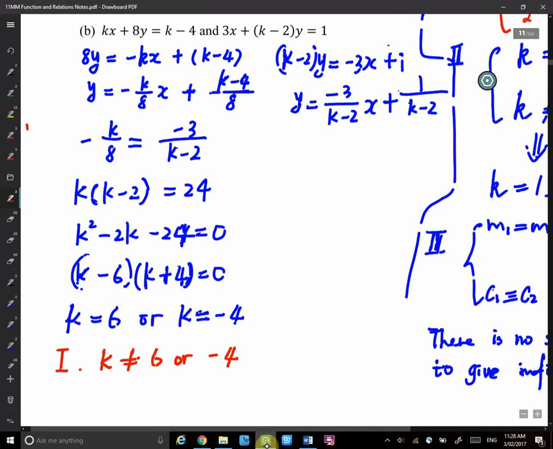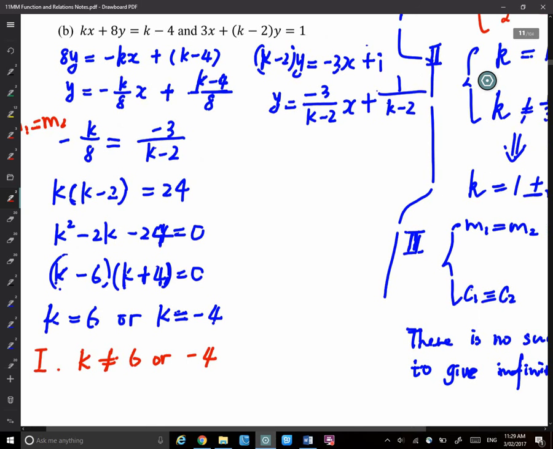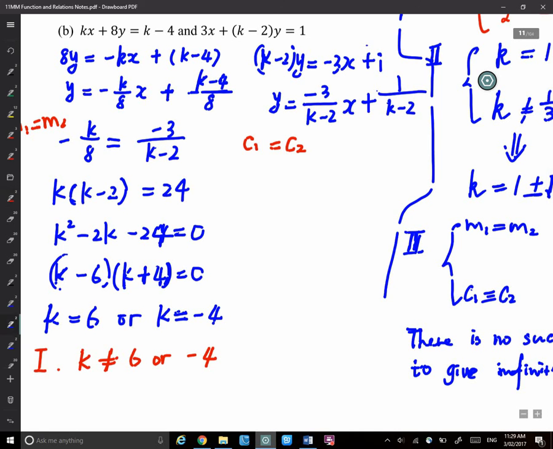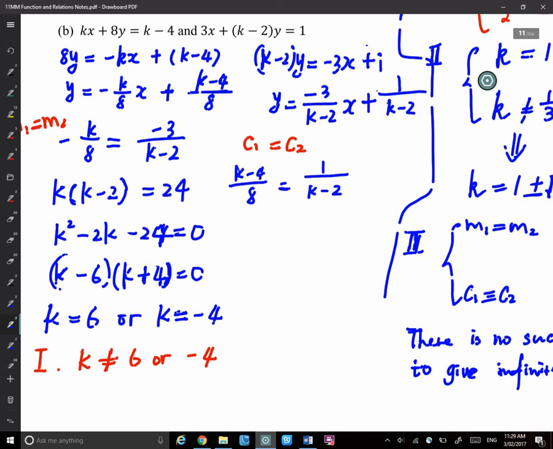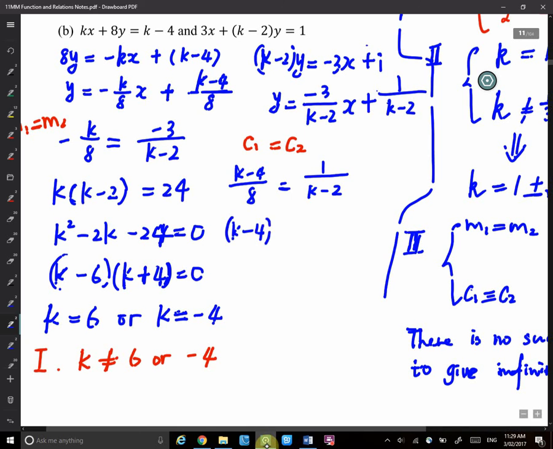Okay, so this equation is what we solved for m1 equals m2 for the first one. Now let's think about the gradients equal and the intercepts equal. c1 equals c2. So if the two y-intercepts are the same, I can write (k minus 4) over 8 equals 1 over (k minus 2). And I can do (k minus 4) times (k minus 2) equals 8.